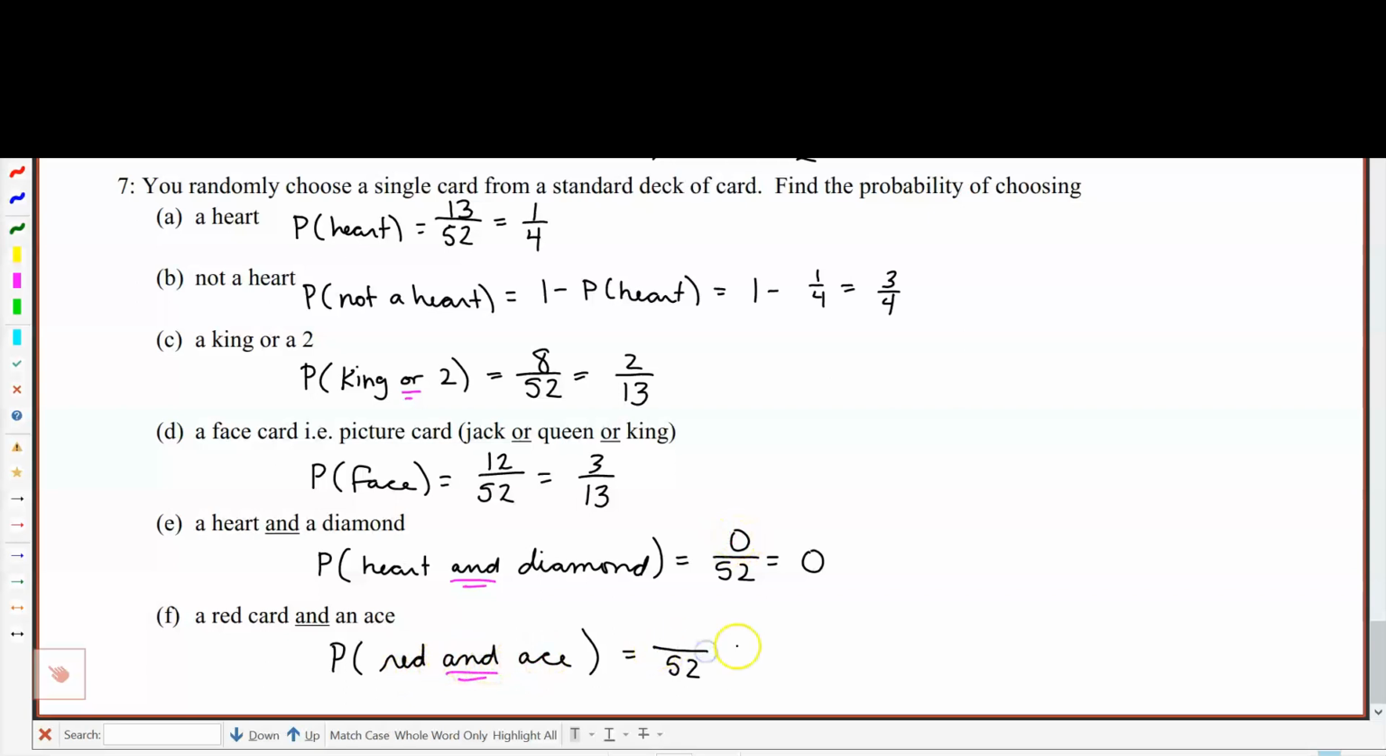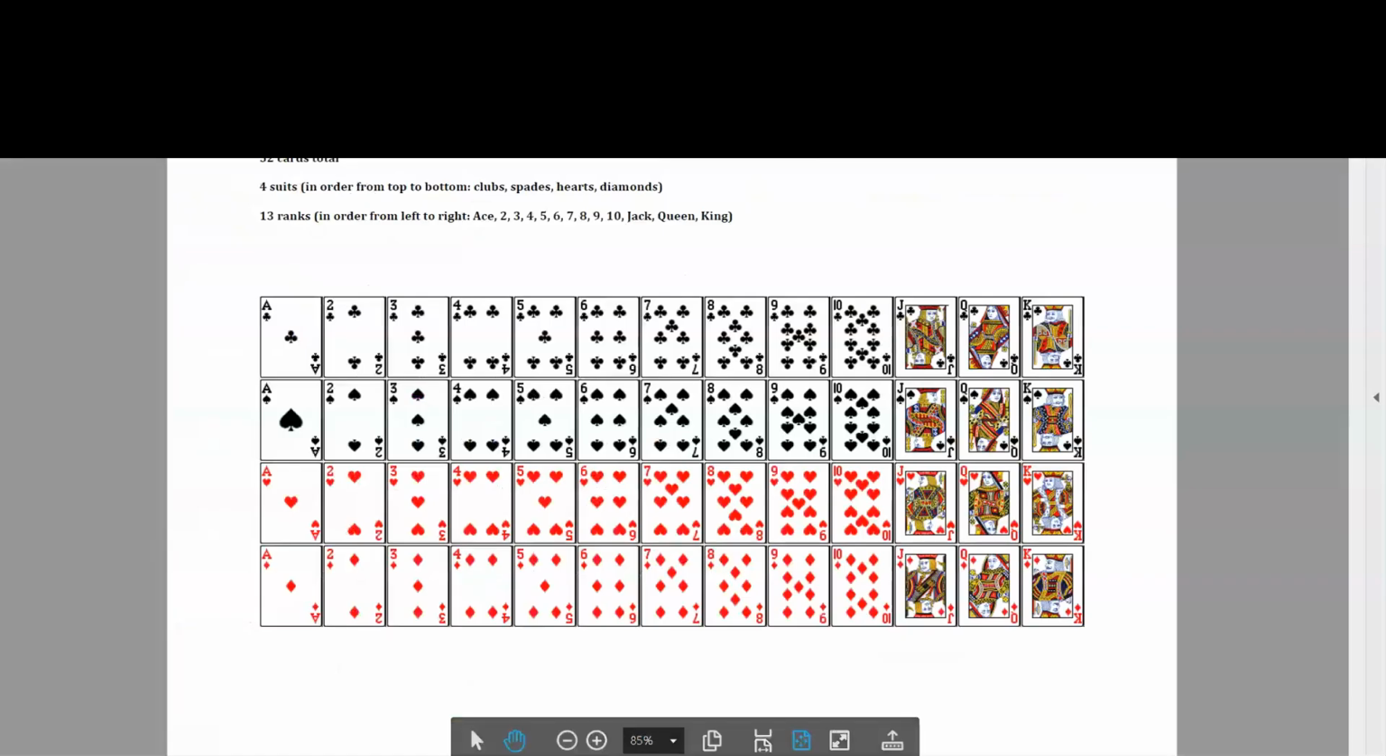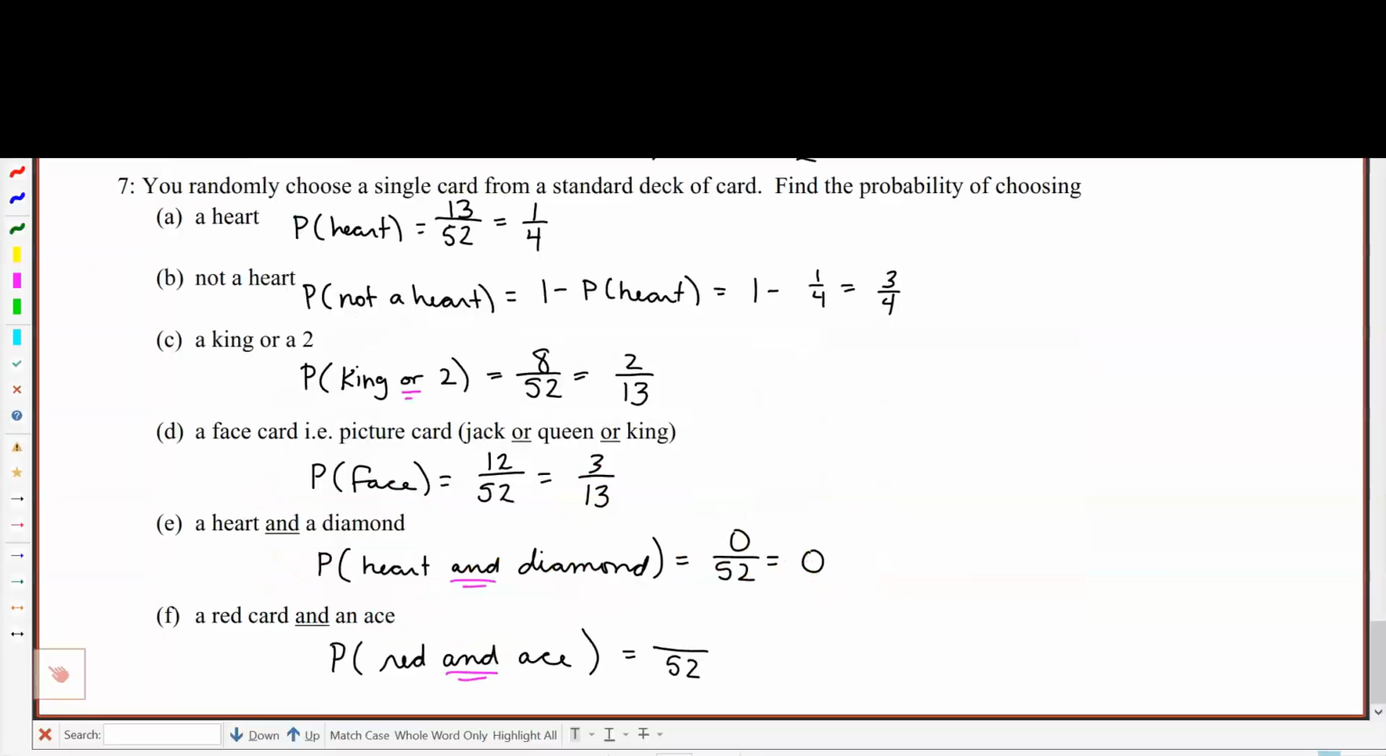Let's take a look at our deck of cards. Here are the red cards down here. So that satisfies the criteria of red. Now, it says "and ace." So out of my red cards, how many of them are also aces? These two right here. So my count for being a red card and being an ace is 2 cards that satisfy it out of the 52 cards total, which would simplify to 1 out of 13.